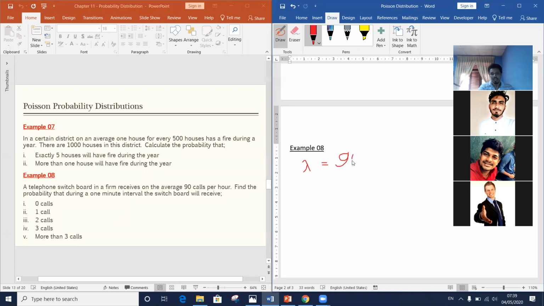90 calls per hour means per hour how many minutes are there?